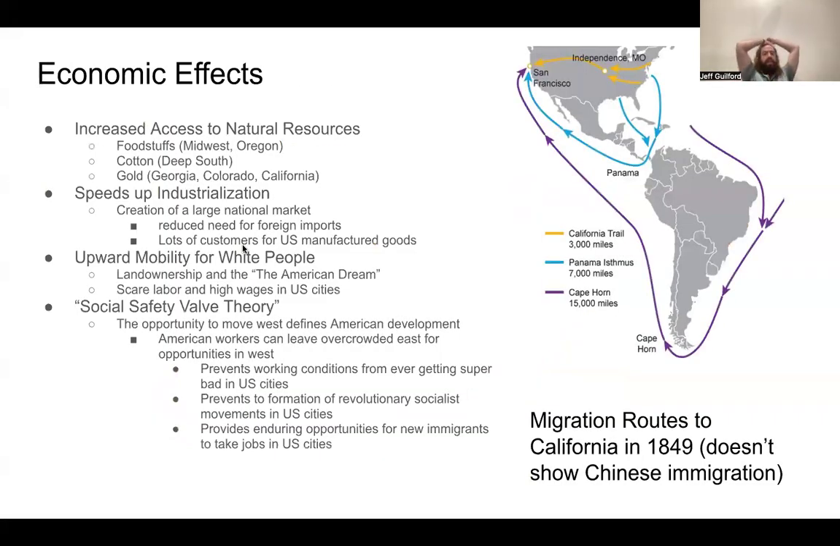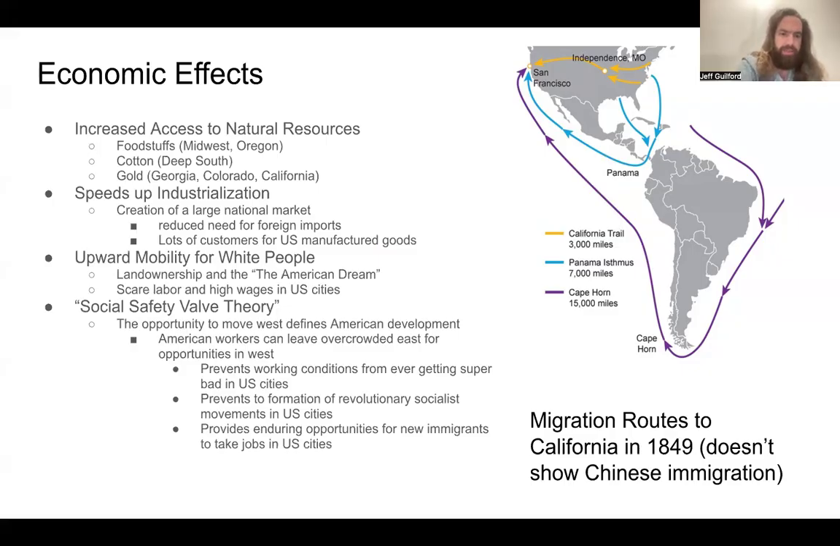Okay, so the economic effects of this are huge. First of all, by taking over all of this stuff, this increases the US's access to key natural resources, which is going to help to fuel industrialization. So you've got cheap foodstuffs from the Midwest and also now from Oregon. You've got cotton coming in from the Deep South, and you've also got key mineral resources, especially gold, coming in from Georgia, Colorado, and California, most of all.